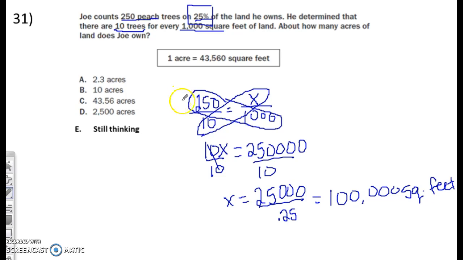But now we need to convert that to acres, because it doesn't ask how many square feet he owns. It says how many acres does he own. So we're going to use this piece of information to convert it. So we need to take ours and divide it by 43,560. And when we do that, it gives us approximately 2.3 acres.